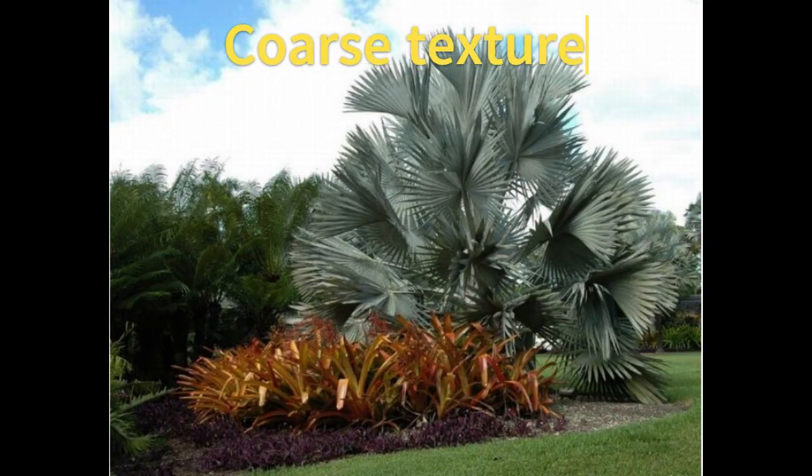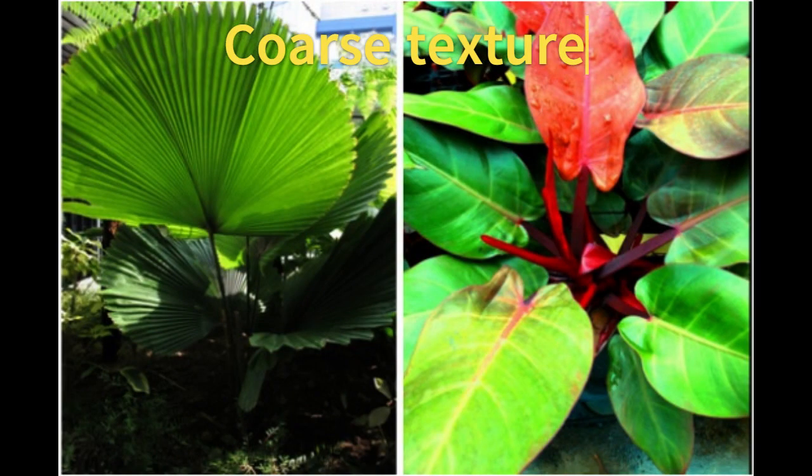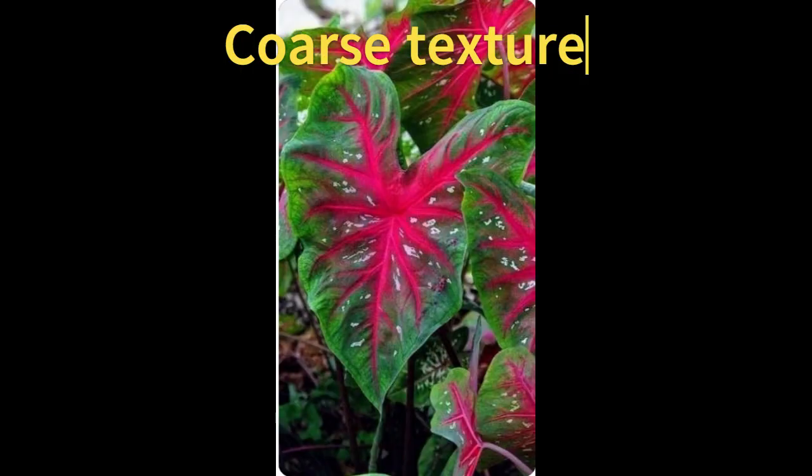Coarse textured plants have high visual weight. They have bold or irregular form. Branches are thick or may possess spines or thorns. Leaves are large or with irregular edges or with bold deep veins or with spines or with variegated colors.